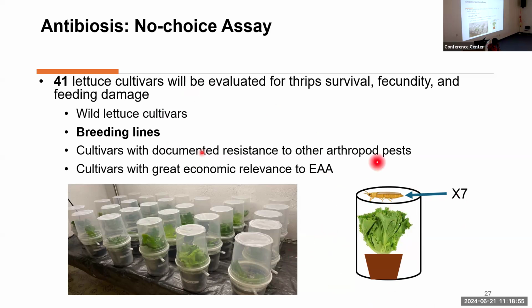So this is the illustration of how no choice assay is being conducted. I'm making a cage and put only one cultivar in that cage and put 7 thrips inside, so these thrips will not have any choice but to feed on this plant. And we see after 14 days if they have survived or if they have multiplied. In real life, this is how these cages are. I've made them using modified dairy containers.